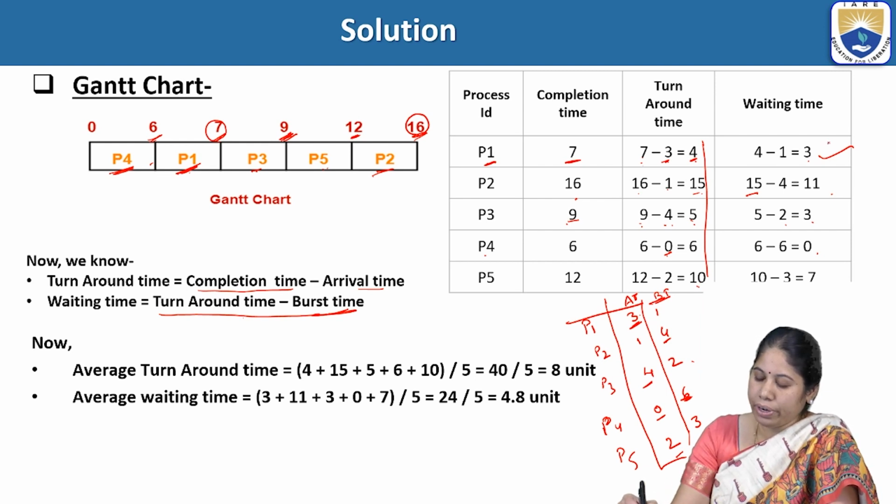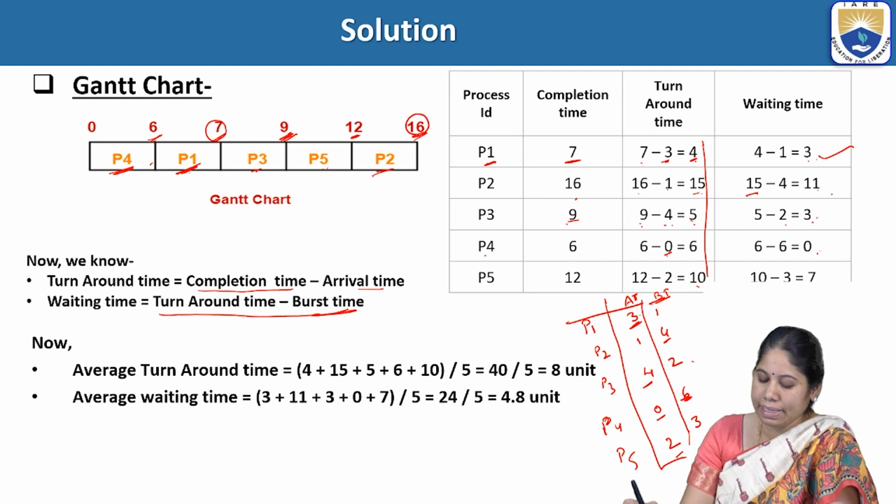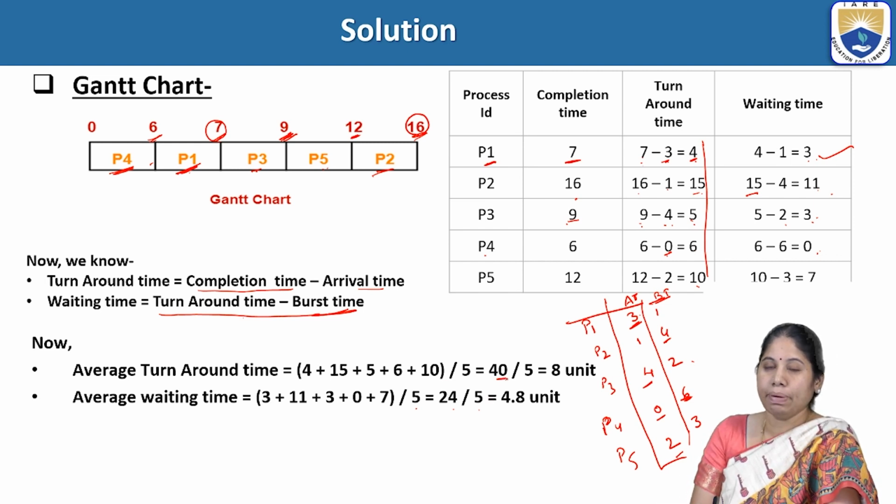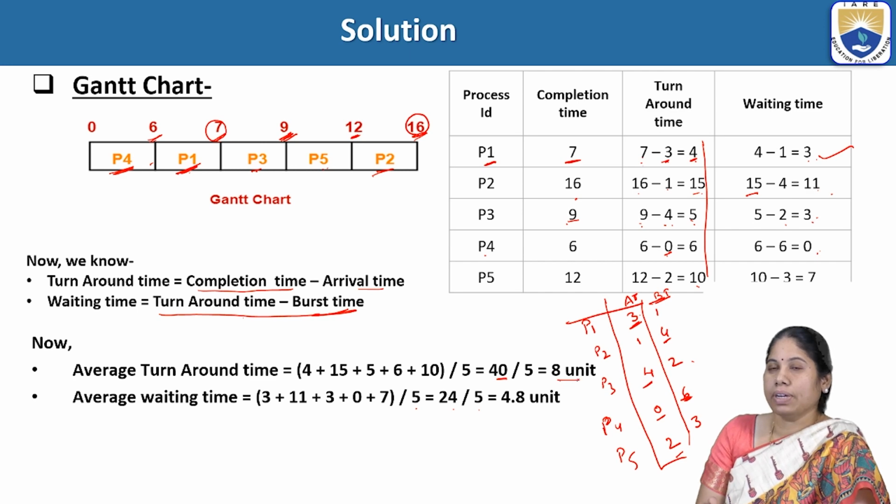Now how are we going to calculate the average waiting time? 3 plus 11 plus 3 plus 0 plus 7, divided by the number of processes, 5, equals 24 divided by 5, equal to 4.8 milliseconds. Now the average turnaround time is 4 plus 15 plus 5 plus 6 plus 10 divided by 5, that equals 40 divided by 5, so that equals 8 units. Right?